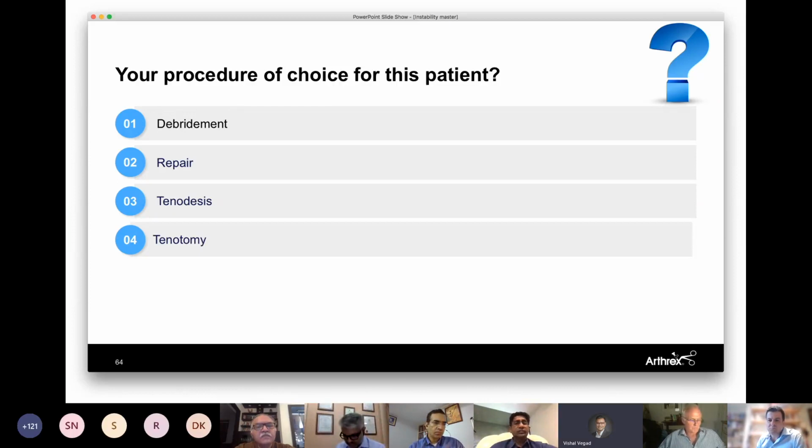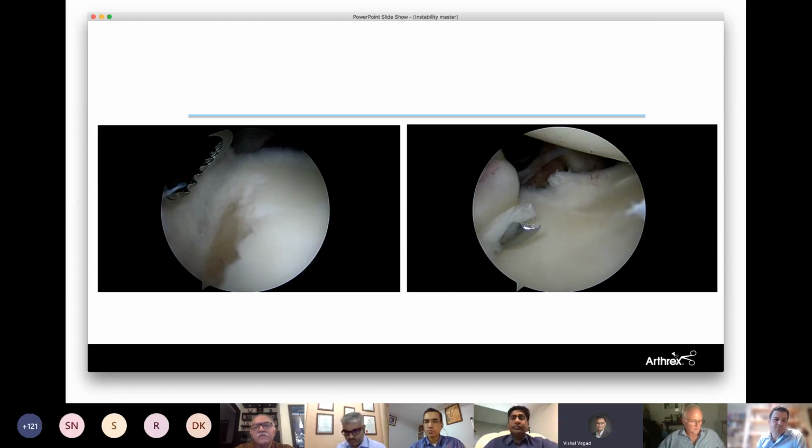Indeed, yeah. So 87% would repair versus 12% that would consider tenodesis. Okay. There we go. Okay. Is there a video running?